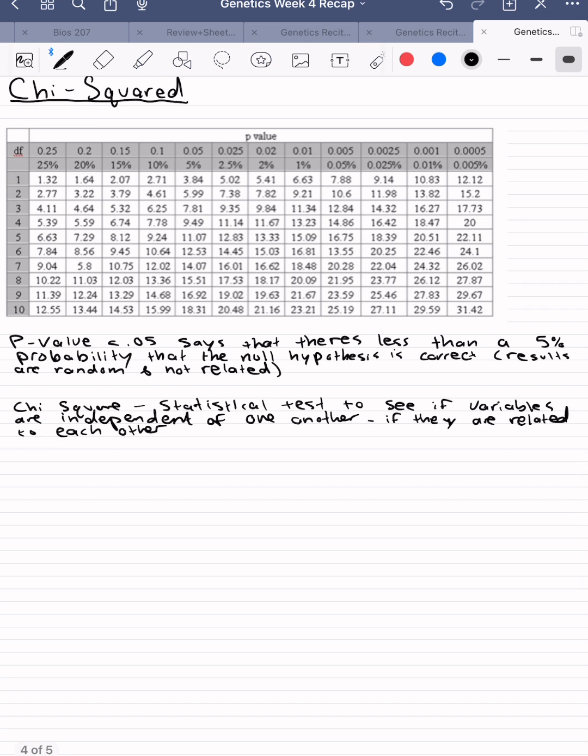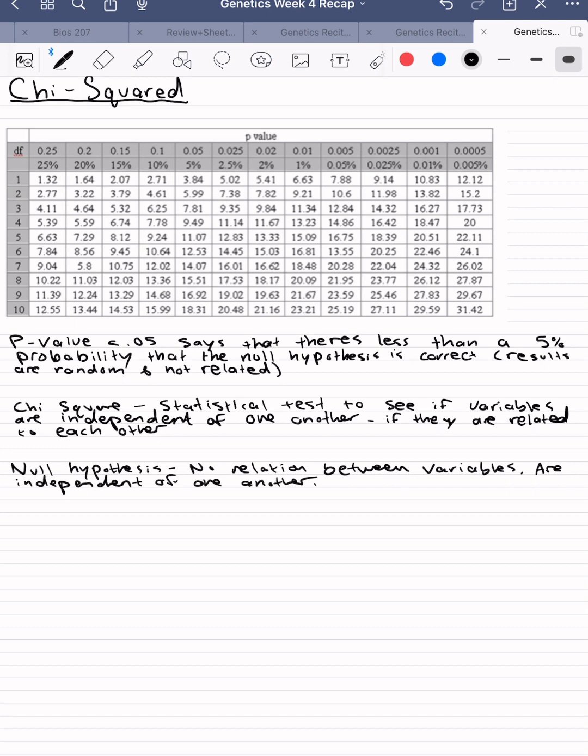Now you're going to be given something known as the null hypothesis, and the null hypothesis essentially states that there's no significant difference between the observed and expected data, meaning that there's no relationship between the variables. So there's no significant difference between the observed and the expected data.